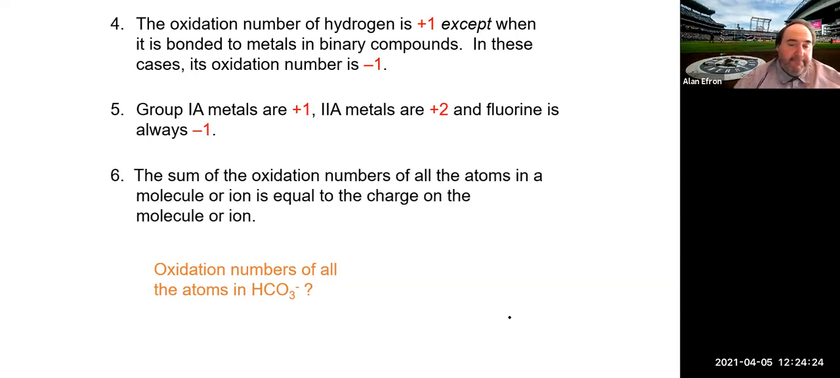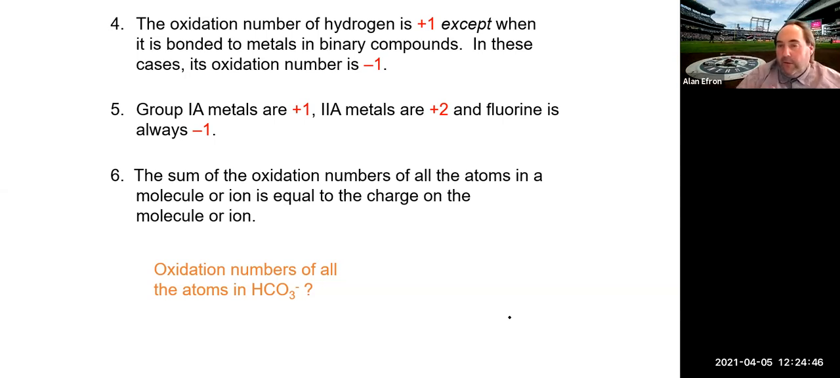Hydrogen is +1, except when it is bonded to a metal. In that case, it will probably come second in the formula, and it'll be just like in nomenclature. It'll be like hydride, which means it is -1 in this particular case. Group 1 is all +1s. Group 2 is +2, and fluorine is -1.